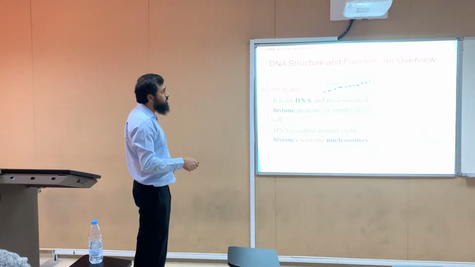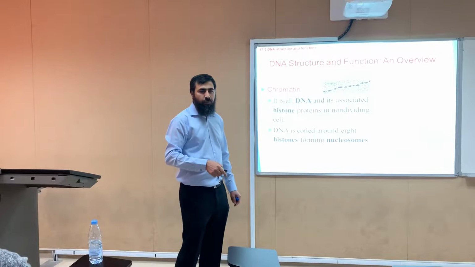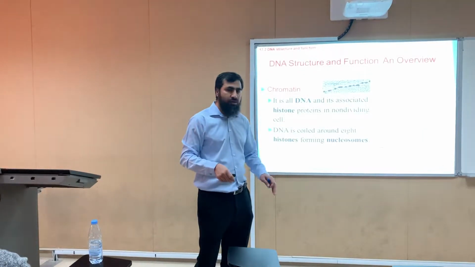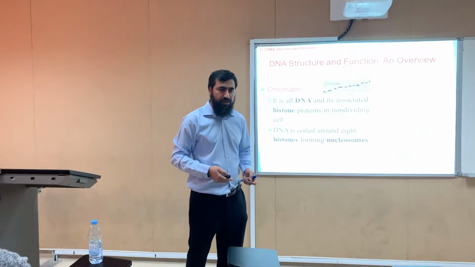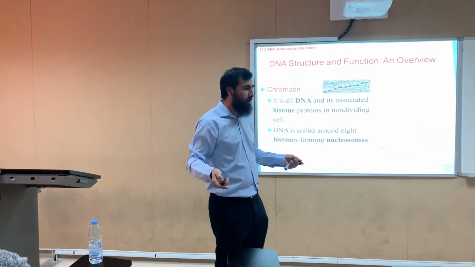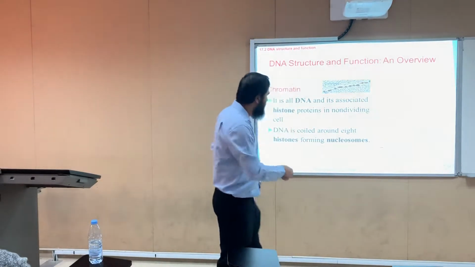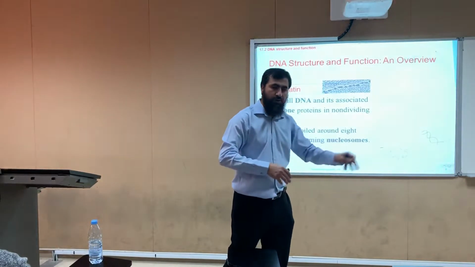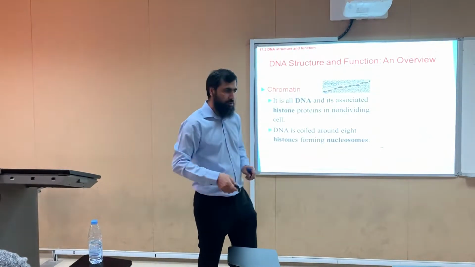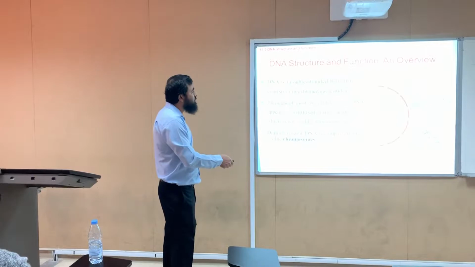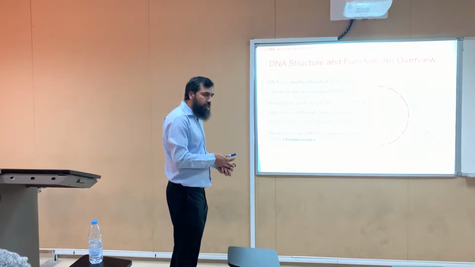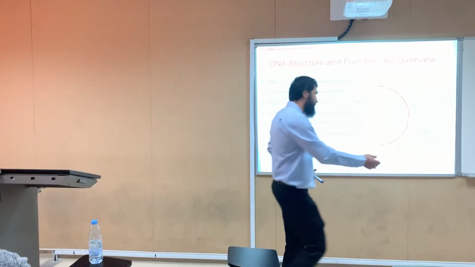So chromatin exists in this form, this grainy form, okay? During normal cell activity, because the cell needs access to the DNA to perform its normal functions. So it has to be this relaxed form where it can access the DNA code to make proteins and messenger RNAs. So this grainy form here is known as chromatin, okay?